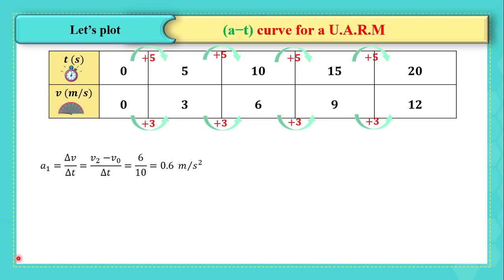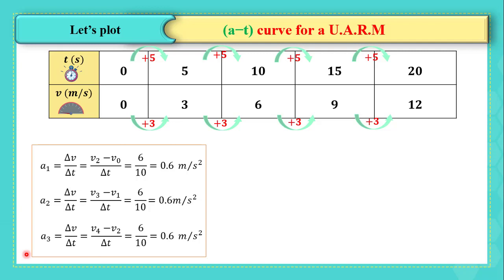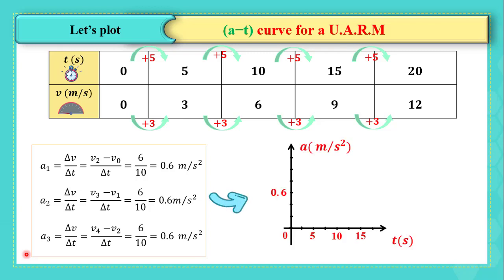a1 is equal to delta v divided by delta t, which is equal to v2 minus v0 divided by delta t. This gives us 6 divided by 10, which is equal to 0.6 meter per second square. Similarly, a2 is equal to a3, which is equal to 0.6 meter per second square. It's clear that the acceleration remains constant since the speed increases at a constant rate. We plot the values, and the AT curve obtained is a horizontal straight line parallel to the time axis, showing that the acceleration is constant in a uniform accelerated rectilinear motion.